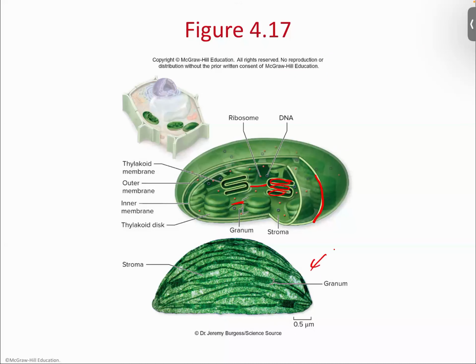And this is an actual TEM of a chloroplast. So here you can see the little stacks of thylakoids there. There's another little one right there. There's a little one right there. There's a good sized one right there, but they're all interconnected to each other with these little membrane bridges that kind of interconnect each other. And then the fluid in between them is what's called the stroma.